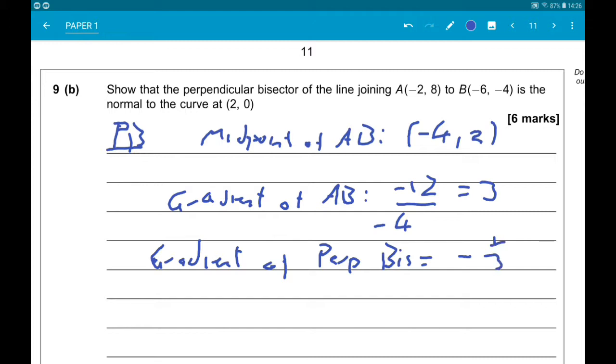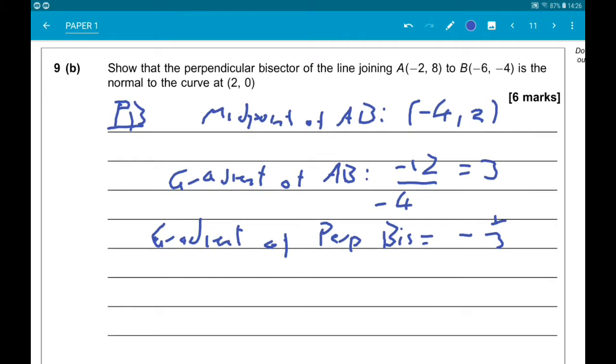Now we can use y equals mx plus c. So the equation is going to be y equals minus a third x add c. Now we need to find c. To do that, we sub in coordinates of a point we know lies on the line. So that is the midpoint of AB. So we know when x is minus 4, y is 2.